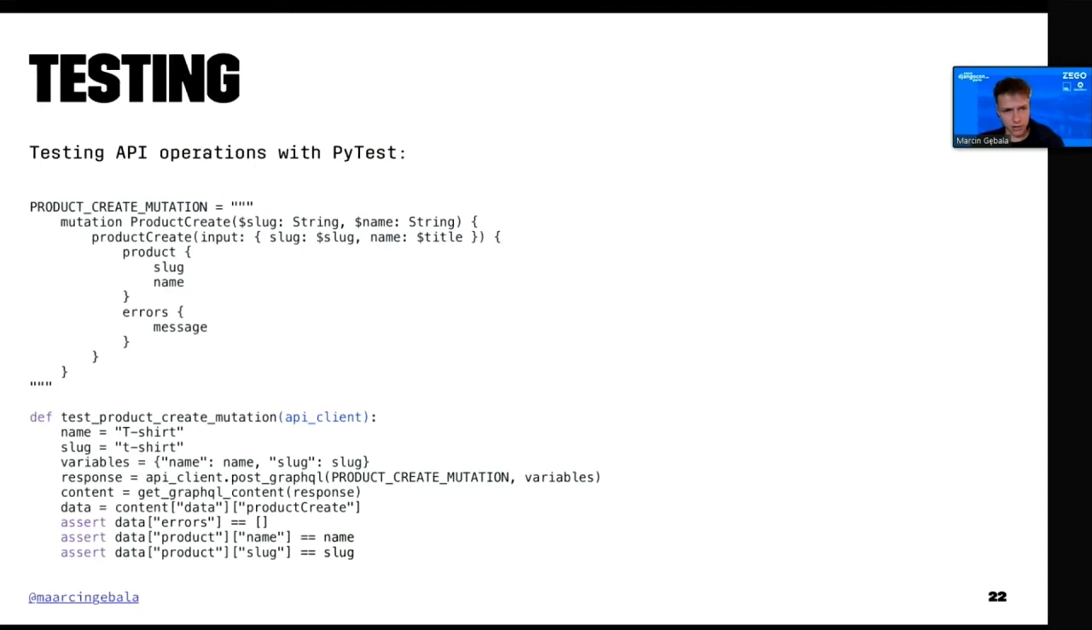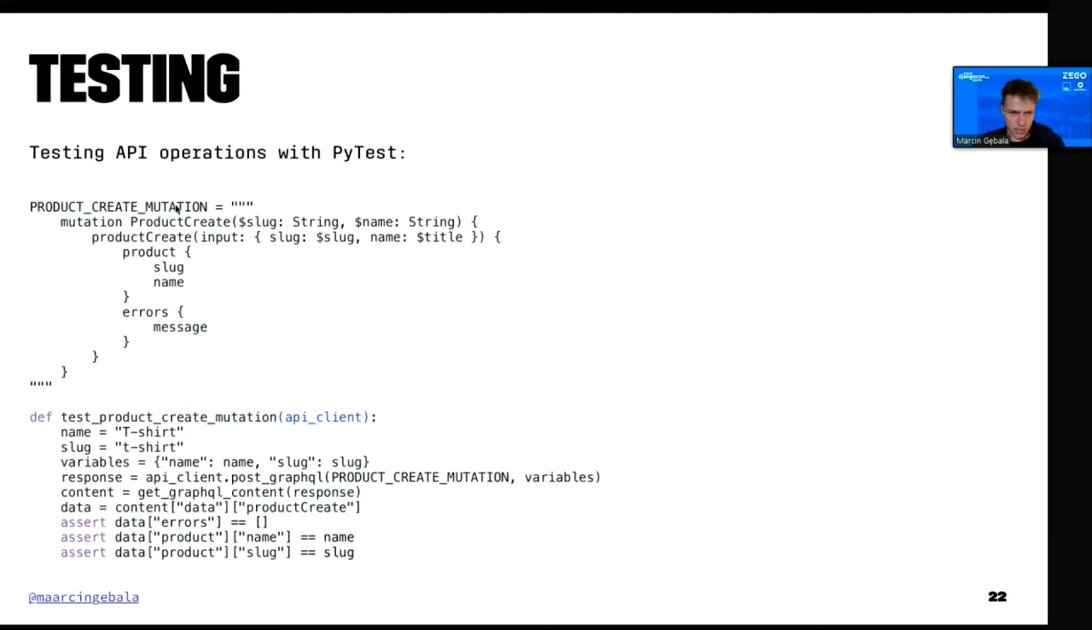And I also wanted to tell you a bit about testing. We need to make sure that all of our operations are tested. In Saleor and in those simple examples that I'm showing here, we are using PyTest. And how can we test our API with PyTest? This is a definition of the query. In this case, this is a mutation that we want to test. It accepts some variables, and it's just a multi-line string in Python.